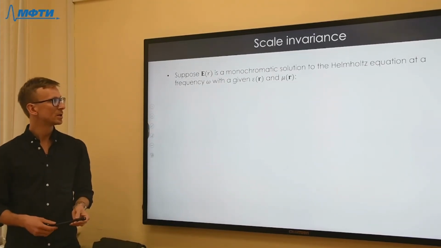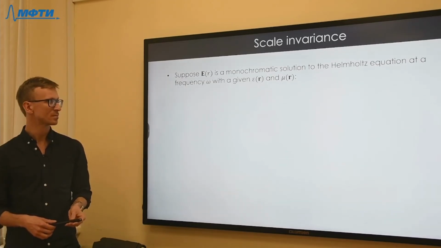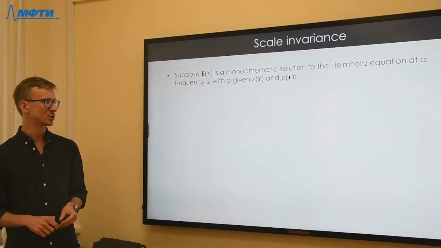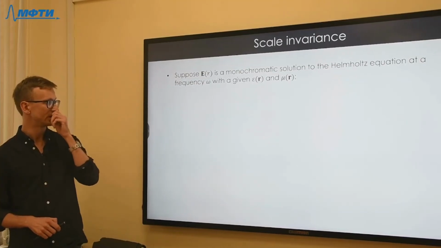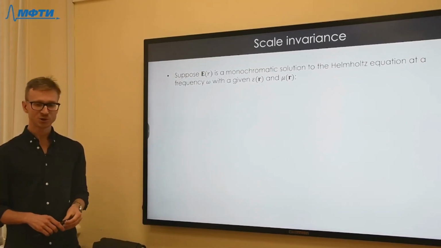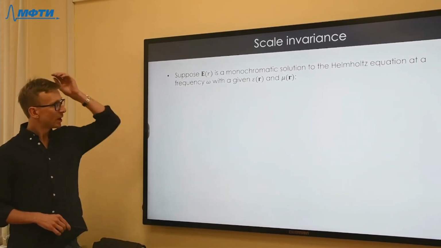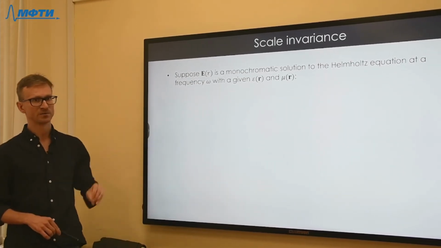And now we're going to learn two different tools, two different symmetries that in some situations make our life very simple, in addition to Poynting's theorem and reciprocity that we just addressed. And the first such property is the scale invariance.